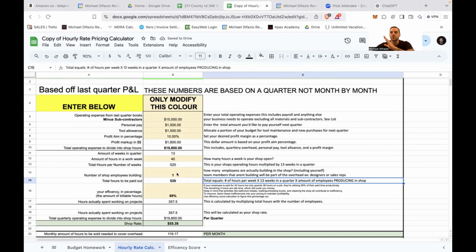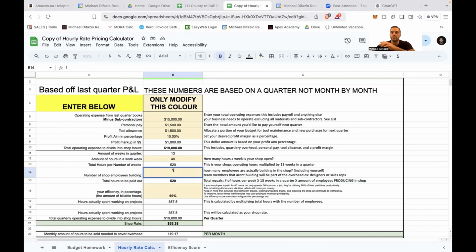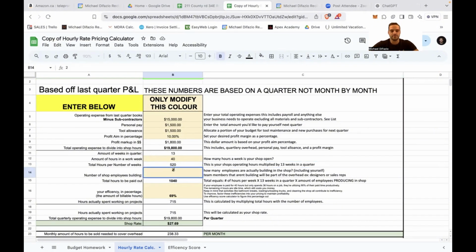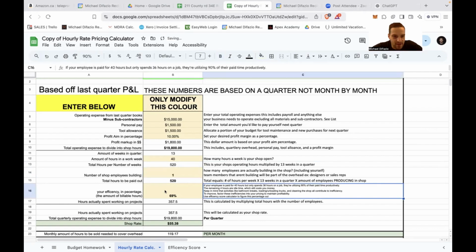So when I talk about multiplying hands, this is what I mean, right? Right here, we have 1 employee and it says we have 520 hours. Say we have 2 guys. Now our shop has the ability to operate for 1,040 hours per quarter. Okay, this is what I talk about by multiplying hands. We are multiplying our hands by doing this. But for right now, 1 guy.